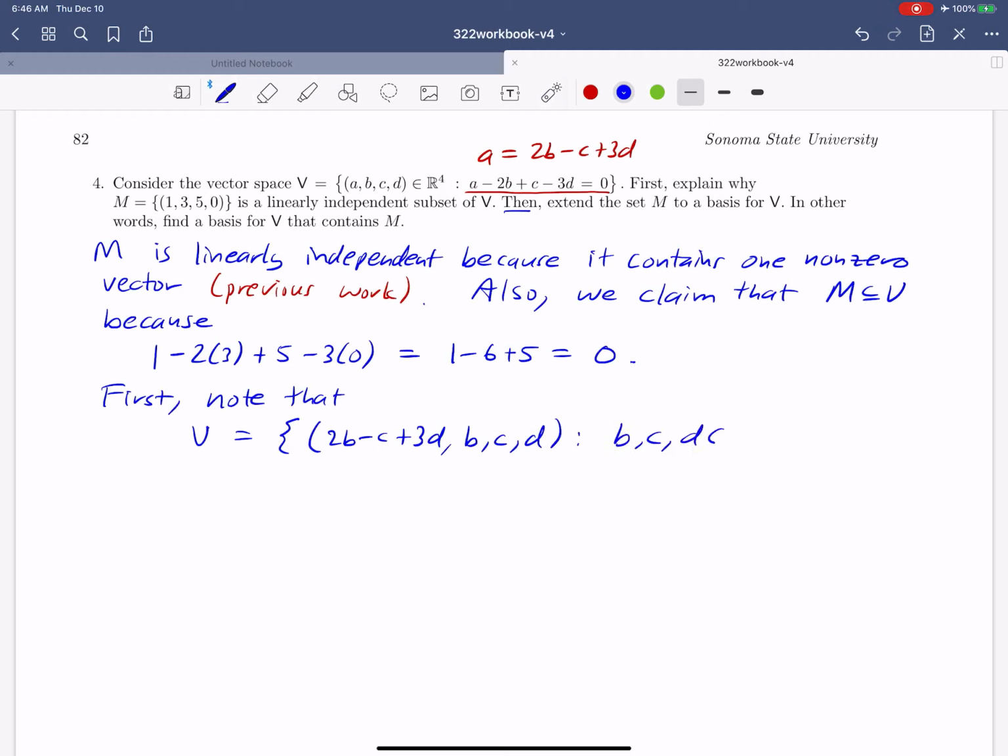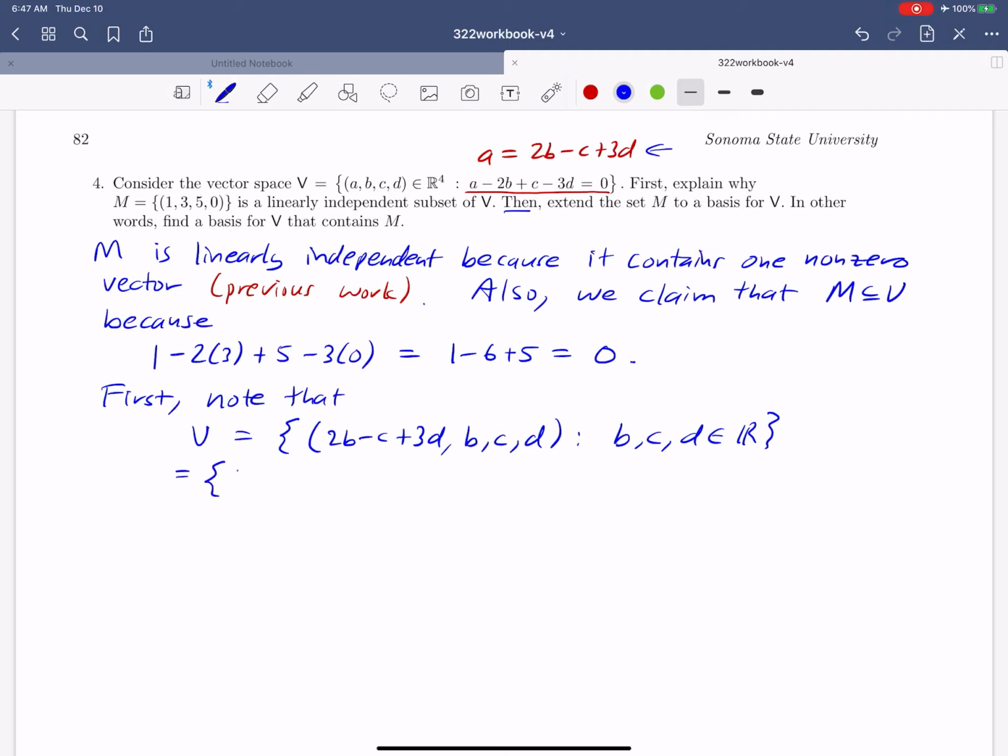Okay, so b, c, and d can really be anything, but to guarantee that that 4-tuple is in V, we know that a has to equal that equation that we came up with at the top. All right, and so now we're going to rewrite that in the way that we've done quite often in the course. We can pull that apart according to the variables.